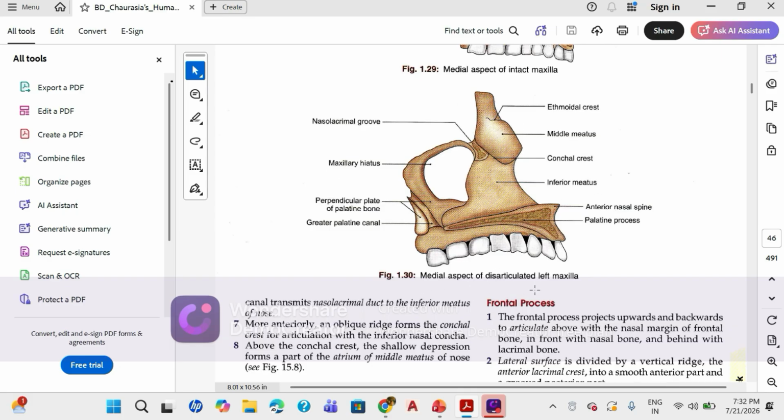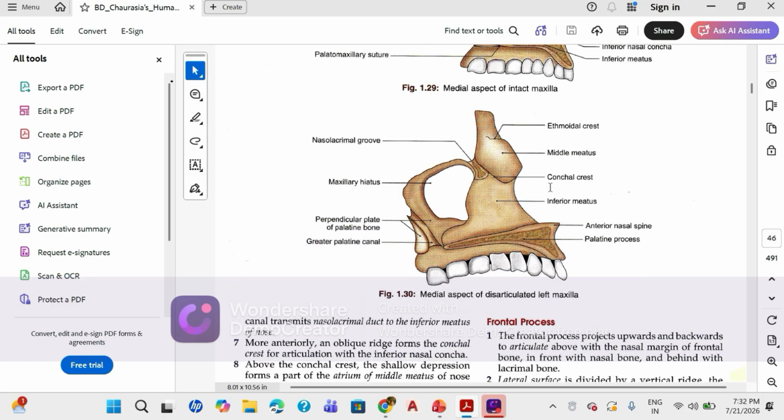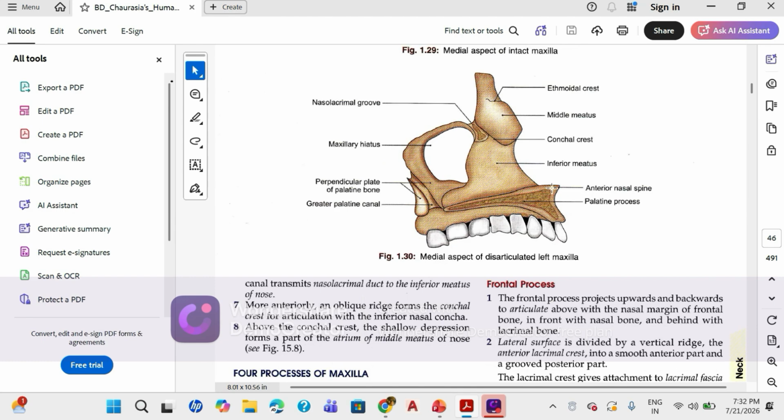This is the mesial aspect of the disarticulated left maxilla. The articulated maxilla we will discuss in further videos. Firstly, we can see this simple disarticulated left maxilla. Now we can clearly see here the mesial surface. It is the upper posterior part. There is a large maxillary hiatus which leads to the maxillary sinus. It articulates with the skull.